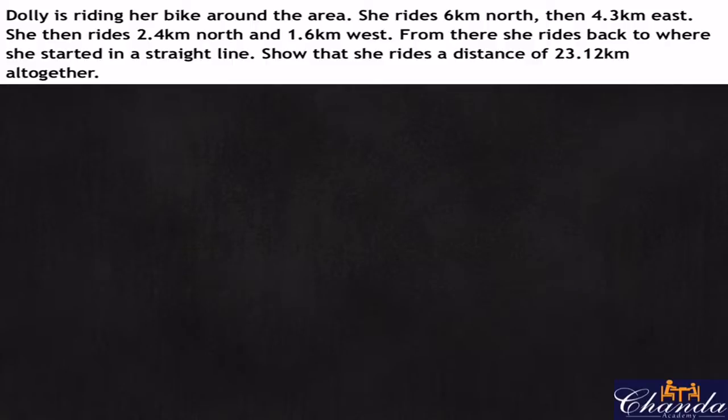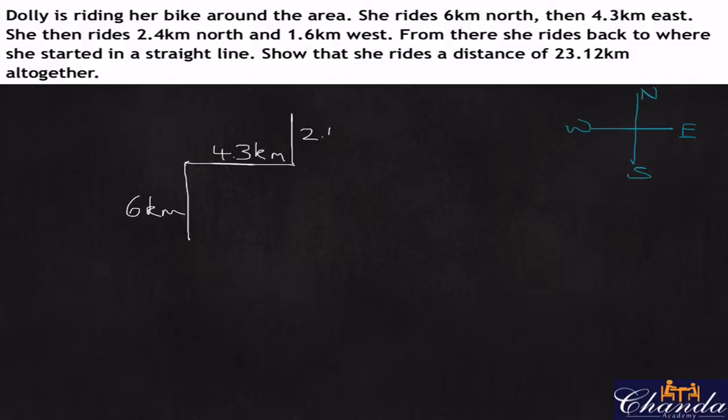Okay, so let me just quickly draw out a compass here on the side, just so we are completely aware of what the different sides are. So we have north, south, east, and west. Now what we need to do is simply map out the exact journey that she followed. She first traveled north for 6 kilometers, and then 4.3 kilometers east. Then she rode 2.4 kilometers north, and then 1.6 kilometers west.